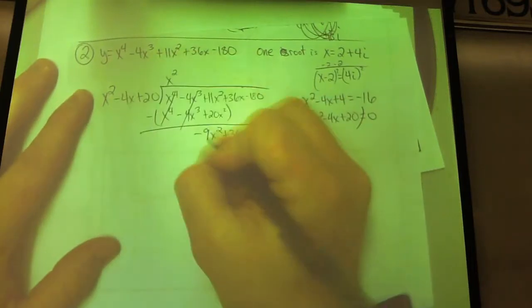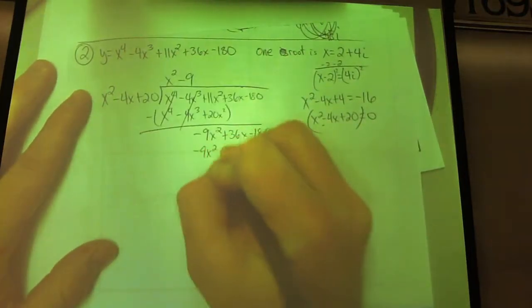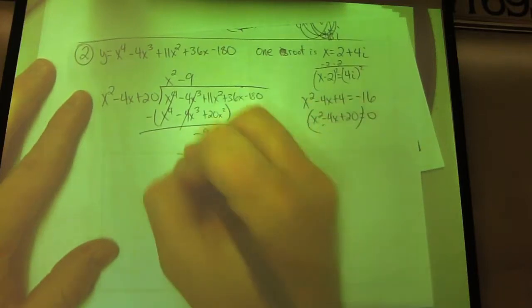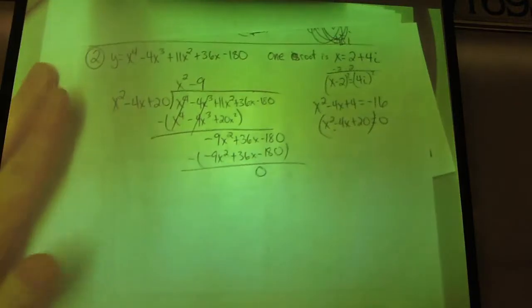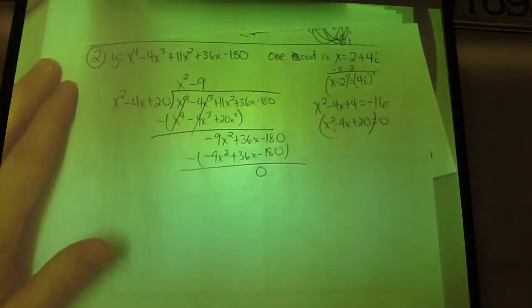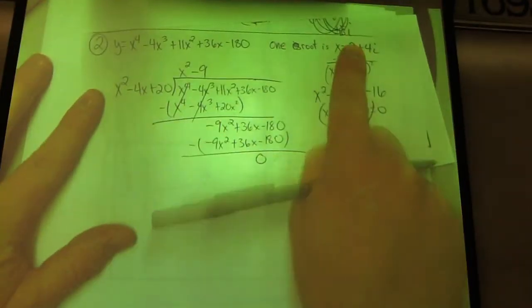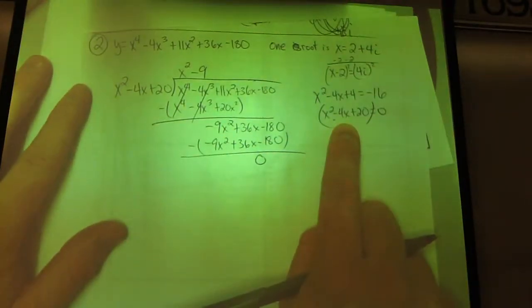And you go x squared goes into that negative 9 times, and you multiply it, and negative 9x squared plus 36x minus 180. Holy smokes, look at that, we're already done. That's 0? Really? You better get a remainder of 0. If you didn't get a remainder of 0, you either did something wrong here, or you might have done something wrong here. So yeah, your 2 factors are this and this.